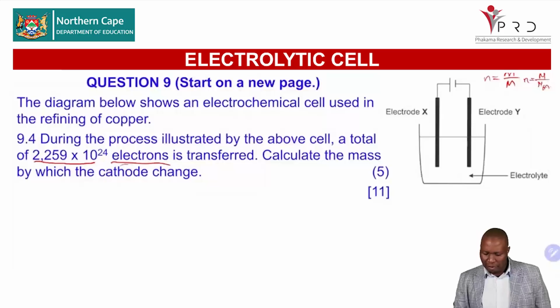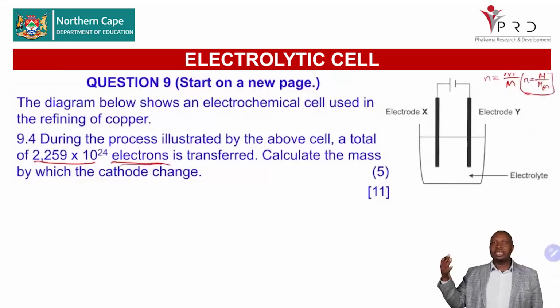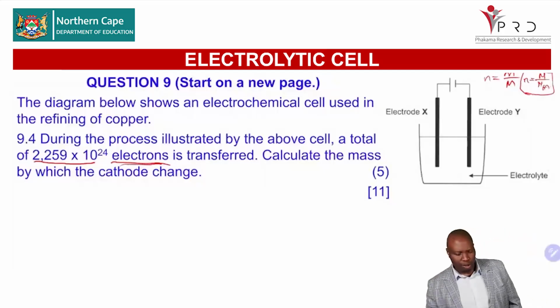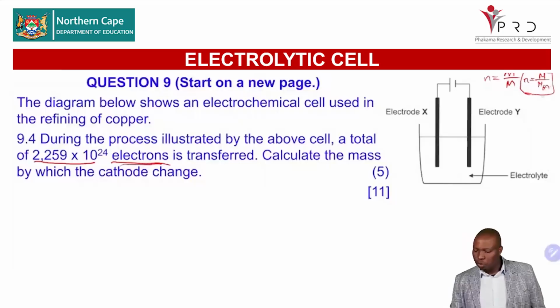Definitely, here we're given number of electrons. You can see we are invoking this equation. Number of moles equals number of particles, in this case number of electrons, over Avogadro's number, 6.023 times 10 to the power of 23. So you are able to see that you are definitely going to need this to get the number of moles.